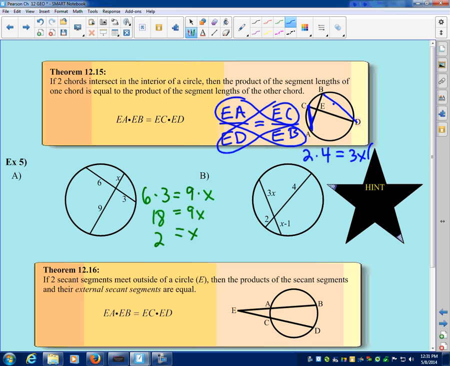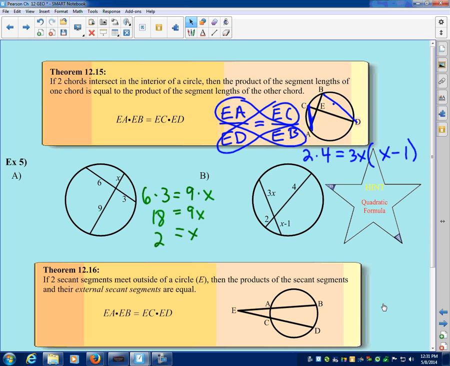Ooh, and then the games began. What kind of equation do I have when I multiply 3x times x minus 1? Yeah, it's a quadratic. So how do I solve a quadratic? You actually have two choices, factoring or quadratic formula. You actually have a third, it's called completing the square, but quadratic formula takes the place of completing the square.